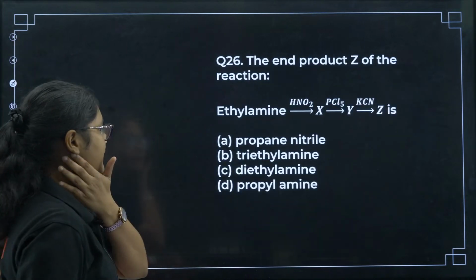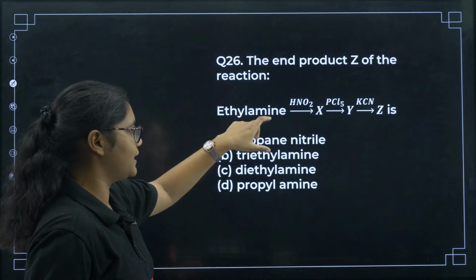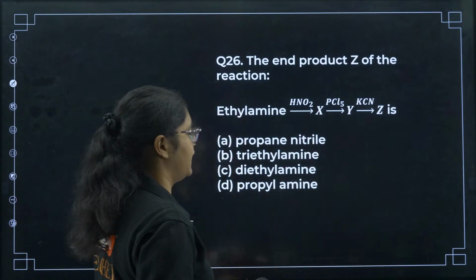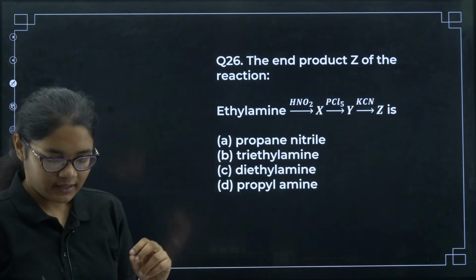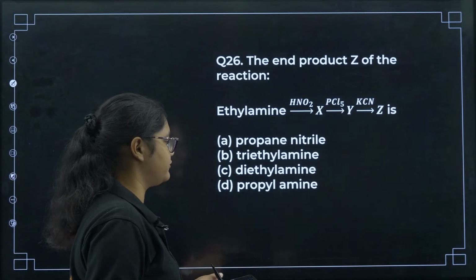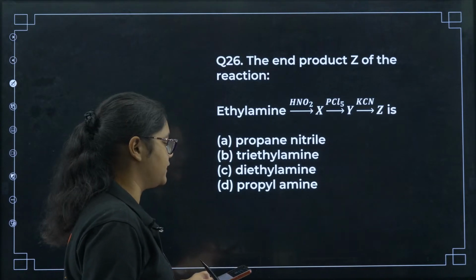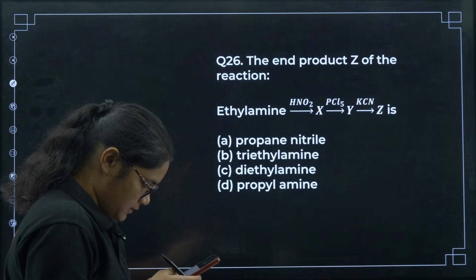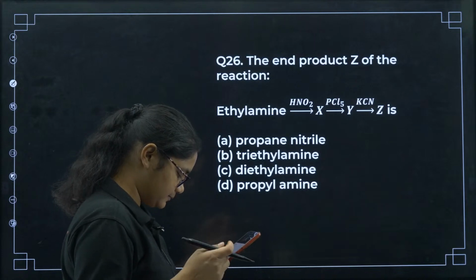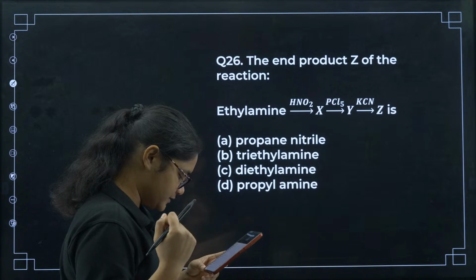Okay, next question number 26. The end product Z of the following reaction. You have ethylamine, then you are treating it with HNO2, then PCl5, then KCN. Very easy question. Will you get propane nitrile, triethylamine, diethylamine, or propylamine? Yes, quickly. Please answer with question number.